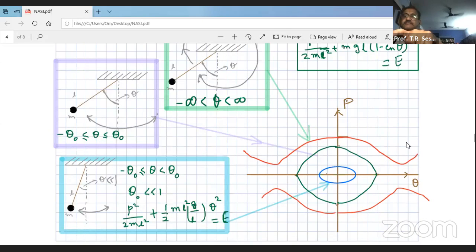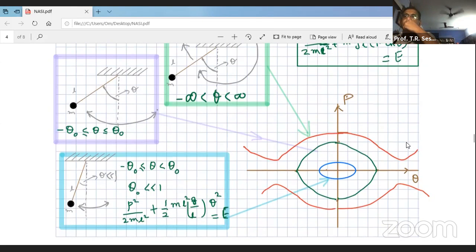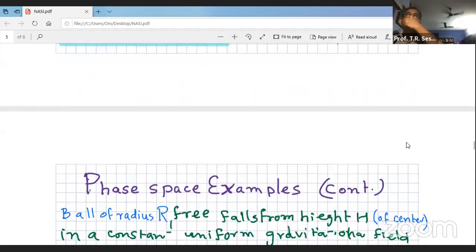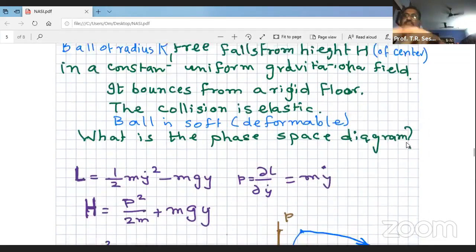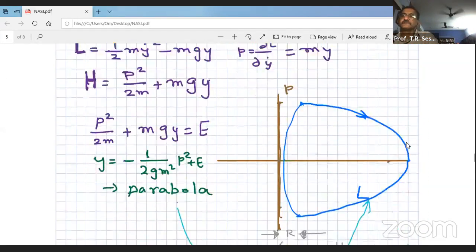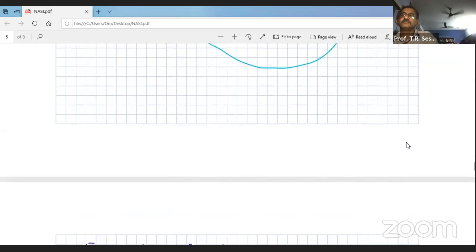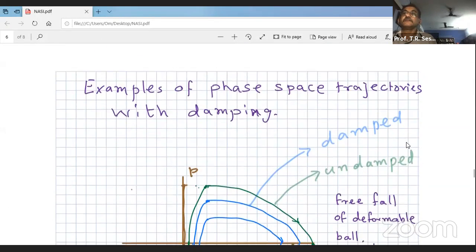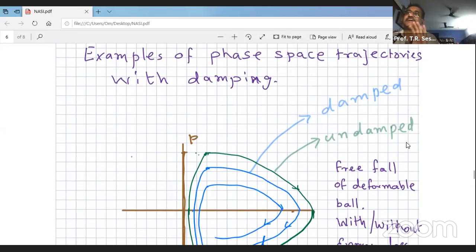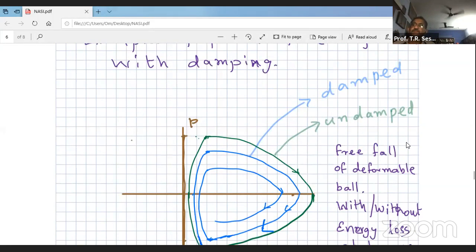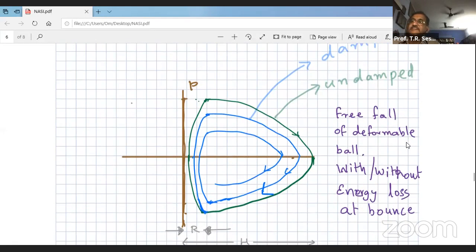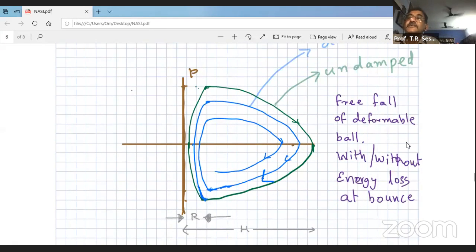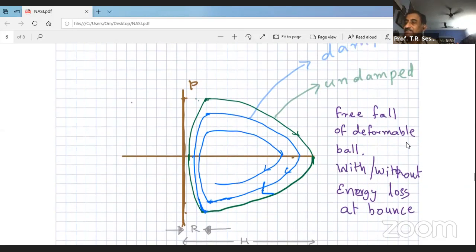Let's go to the next slide. Okay, so this I have finished. Next slide. Now I come to the case of phase space trajectory with damping. This was the question Akshita, I think, asked: if it is inelastic, what happens? Now let us start with the green curve.